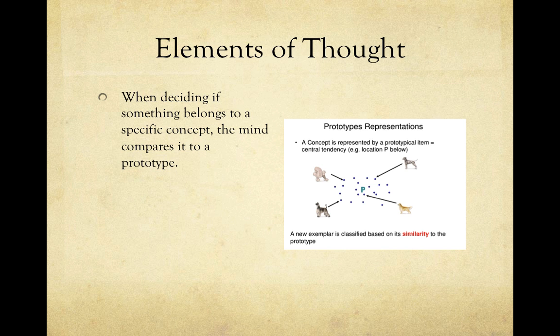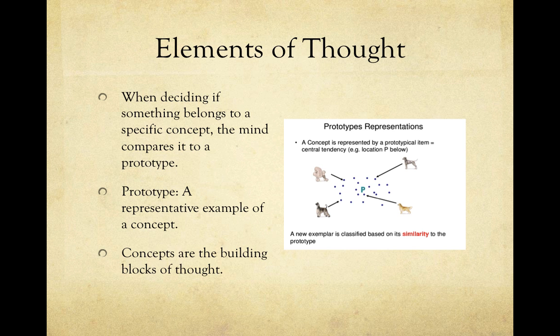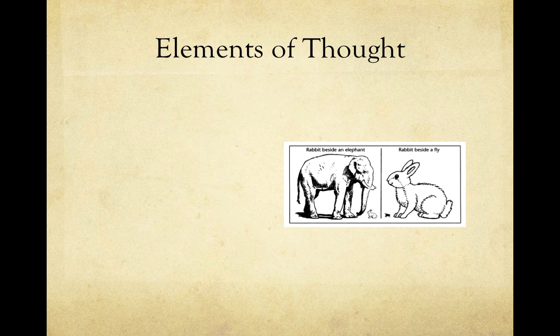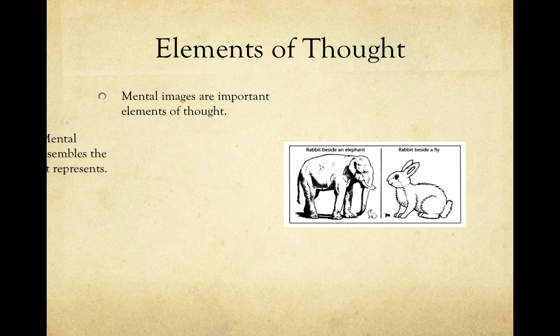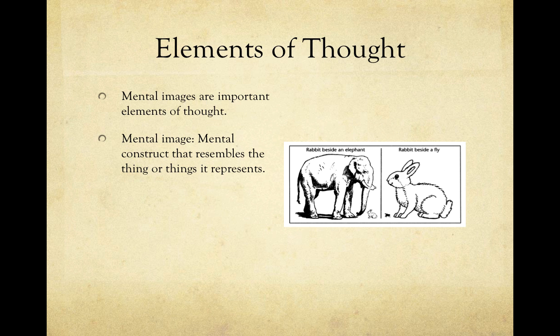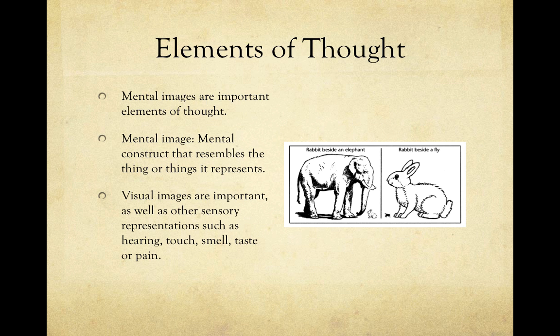When deciding if something belongs to a specific concept, the mind compares it to a prototype. A prototype is a representative example of a concept. Concepts are the building blocks of thought. Mental images are also important elements of thought. A mental image is a mental construct that resembles the thing or things that it represents. Visual images are important as well as other sensory representations such as hearing, touch, smell, taste, or pain.